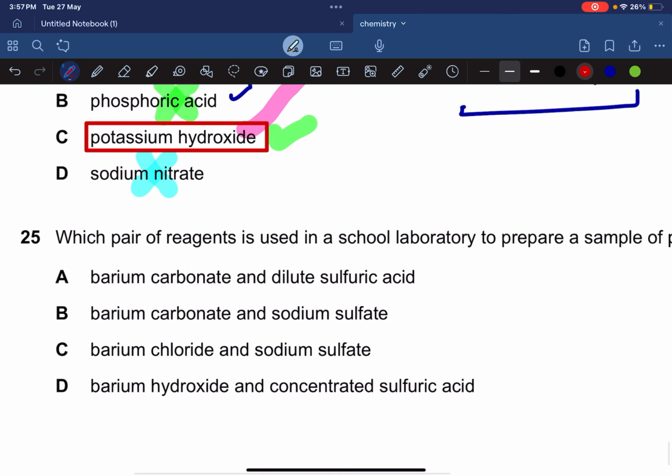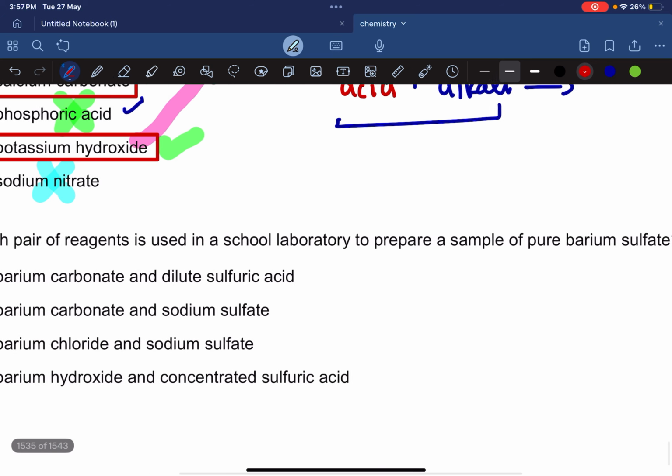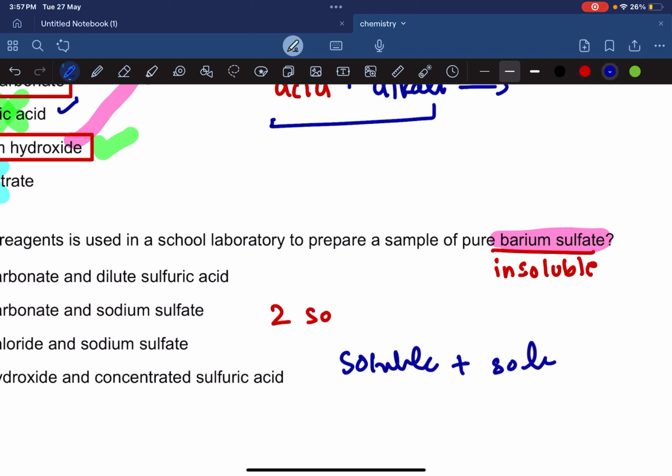Moving on to 25, it says, which pair of reagents is used in a school laboratory to prepare a sample of pure barium sulfate? So now the thing that you need to realize over here is that barium sulfate is an insoluble salt, and to prepare an insoluble salt, you need to take two soluble salts. I always write this as: soluble plus soluble forms an insoluble salt. So you need to take two soluble salts to prepare an insoluble salt.